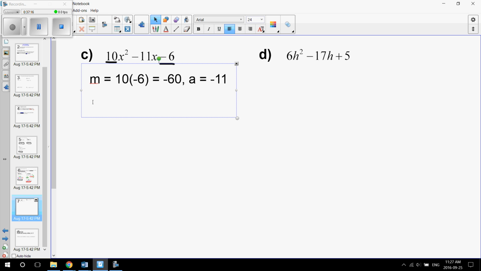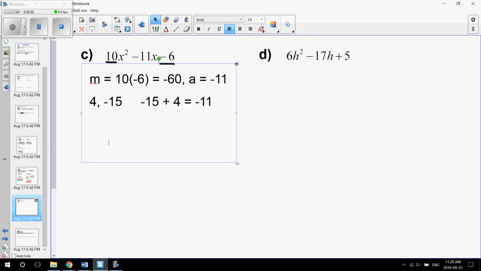So again, if you've struggled with trying to come up with those numbers, go through all the different options, 1 and 60, 2 and 30, 3 and 20, 4 and 15, and so on. Our two numbers are going to be the 4 and the 15. But we know that it's a negative 60, so one of these two numbers has to be negative. We look at our add value, a negative 11. So because our add value is a negative 11, it means the bigger number has to be the negative one. So when we double check, negative 15 plus 4 does indeed give us a negative 11.